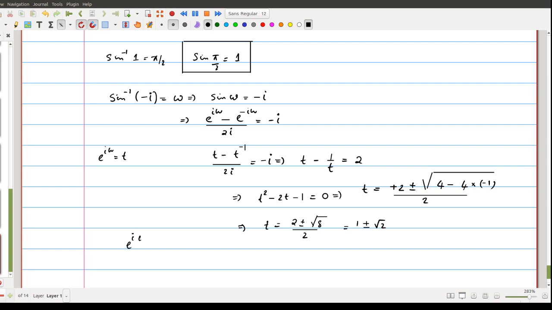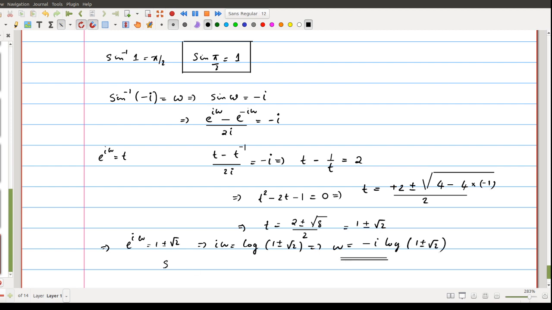So e power i omega, this implies e power i omega will be 1 plus or minus root 2. Then we can write i omega is equal to log of 1 plus or minus root 2. Consequently, by multiplying with minus i on both sides, we get omega is equal to minus i times log of 1 plus or minus root 2. So this is the value of omega.